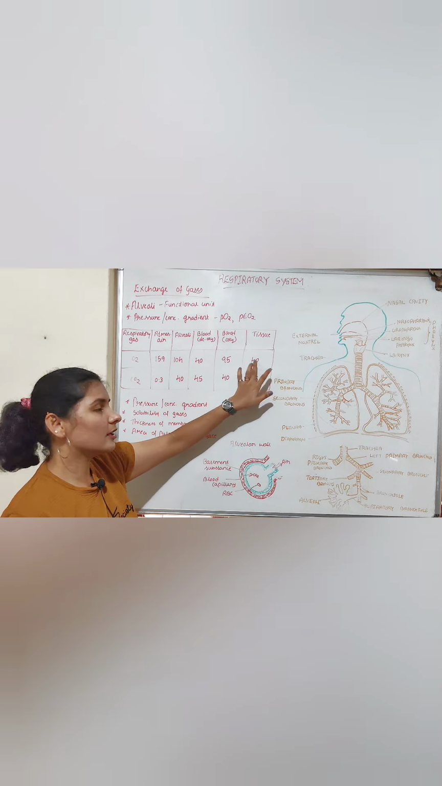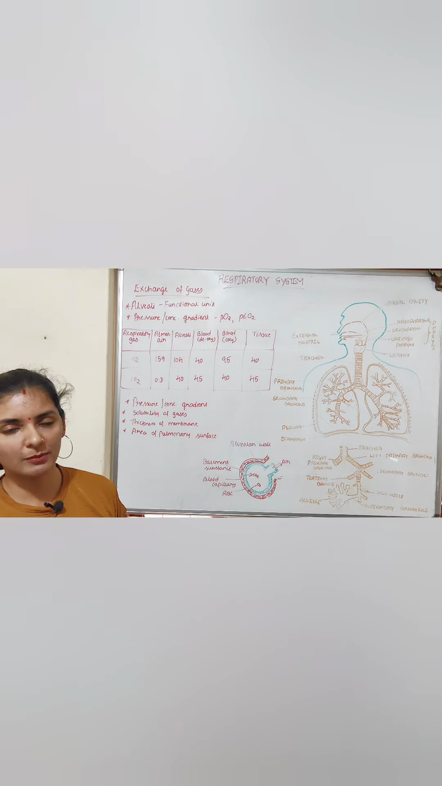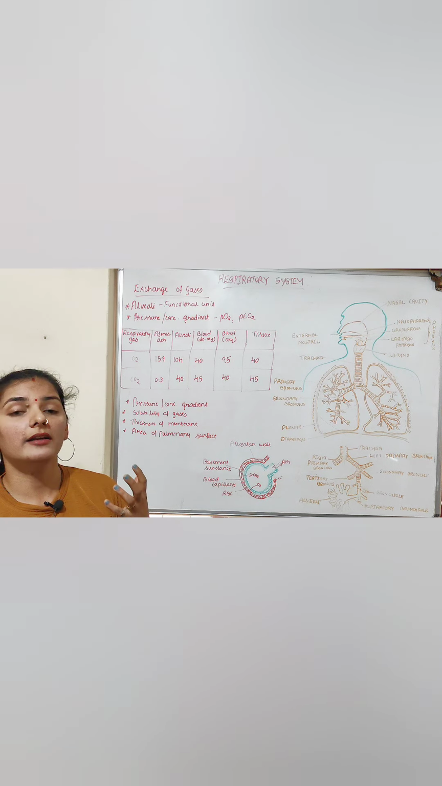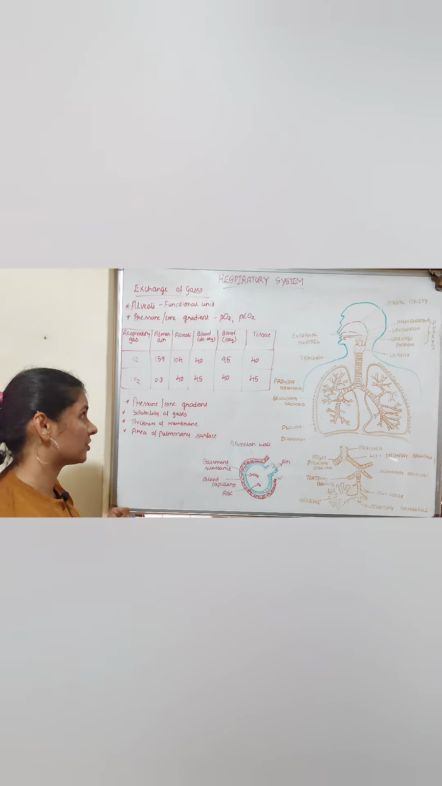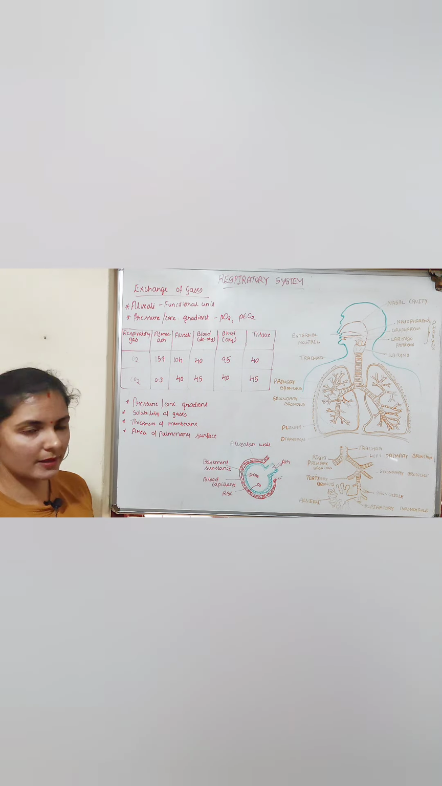Now each and every cell or tissue receives the oxygen, and uses it for different metabolic activities, mainly to synthesize ATP, during which carbon dioxide is produced. Now we'll talk about this carbon dioxide while talking about the partial pressure of carbon dioxide.